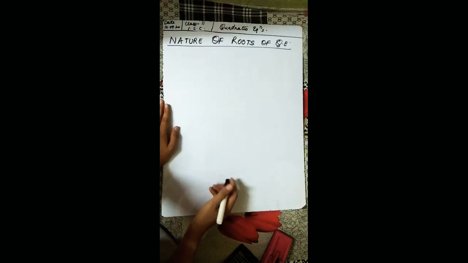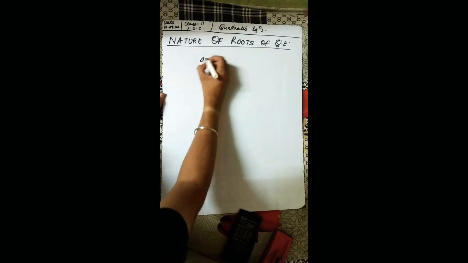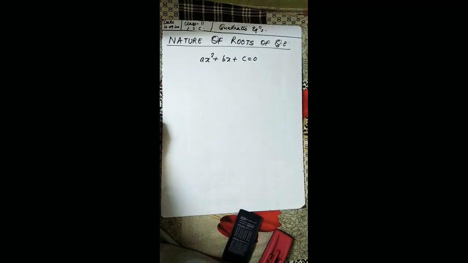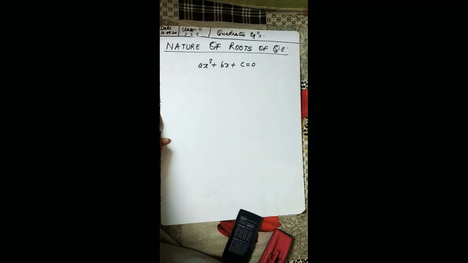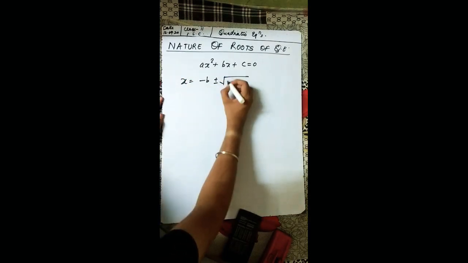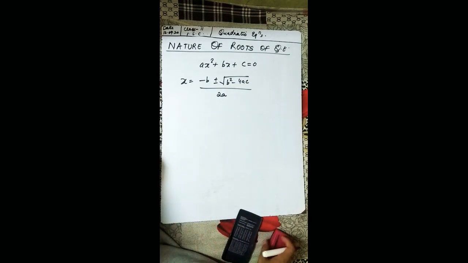So today we are going to start the new topic, that is nature of roots of the quadratic equation, which you are somewhat well known to. So if I write the general form of quadratic equation, which says ax square plus bx plus c equal to 0, and the direct formula for finding the roots of the quadratic equation, that is minus b plus minus under root b square minus 4ac upon 2a.